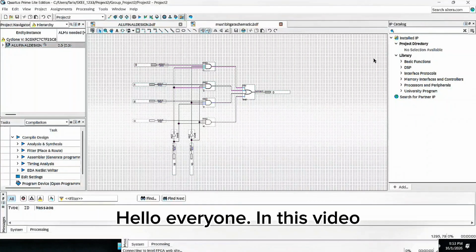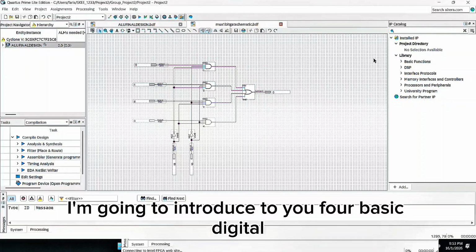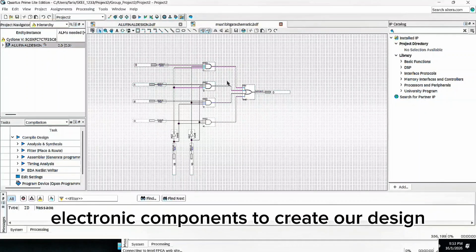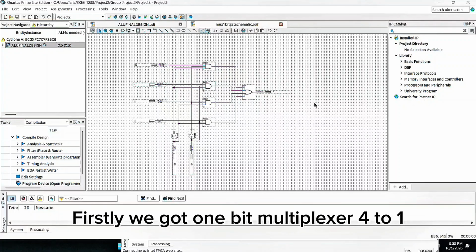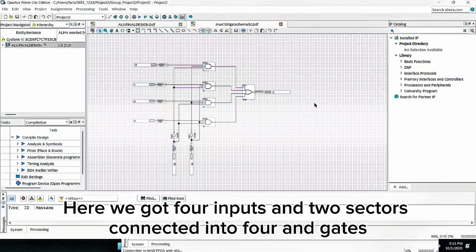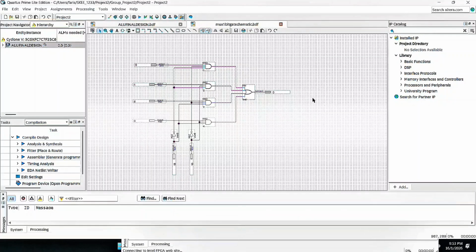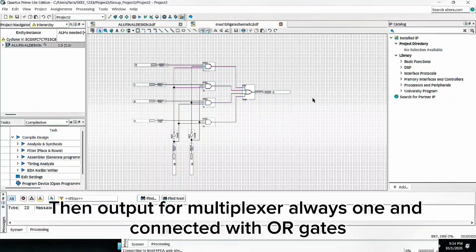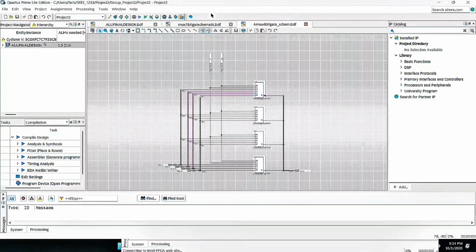Hello everyone, in this video I'm going to introduce to you 4 basic digital electronic components to create our design. Firstly, we have the 1-bit multiplexer 4 to 1. Here we have 4 inputs and 2 selectors connected into 4 AND gates. Then the output of the multiplexer is always 1 and is connected with the 4 gates.